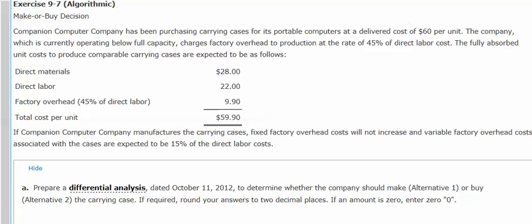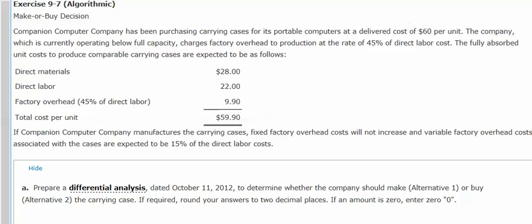Companion Computer Company has been purchasing carrying cases for its portable computers at a delivered cost of $60 per unit. The company, which is currently operating below full capacity, charges factory overhead to production at the rate of 45% of direct labor cost. The fully absorbed unit cost to produce comparable carrying cases are expected to be as follows. Direct materials, $28. Direct labor, $22. Factory overhead, which is 45% of the direct labor, would be $9.90. So the variable cost, it looks like, would be $59.90. They've given that to me.